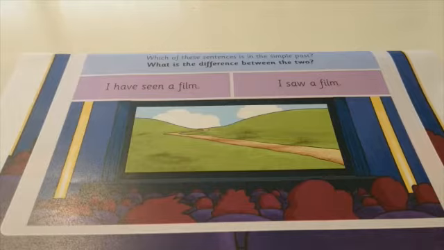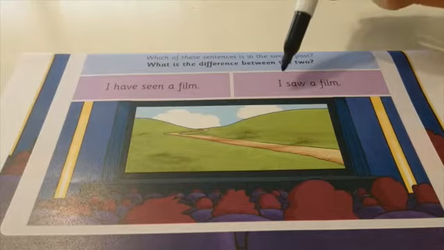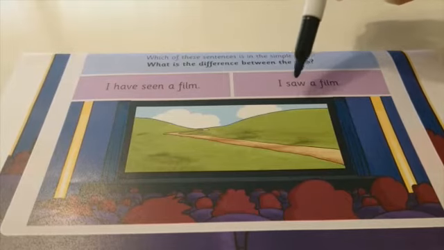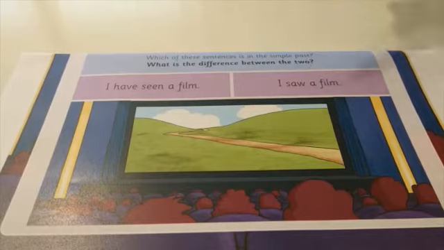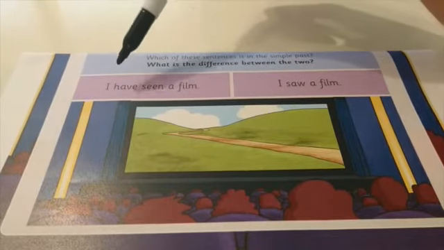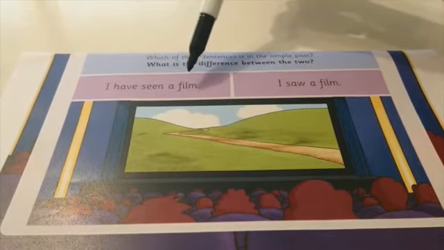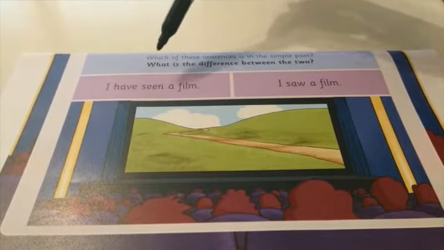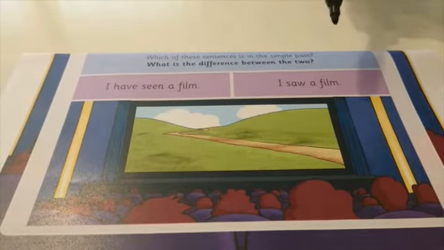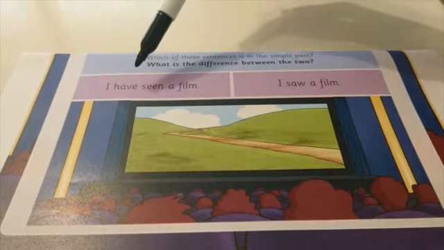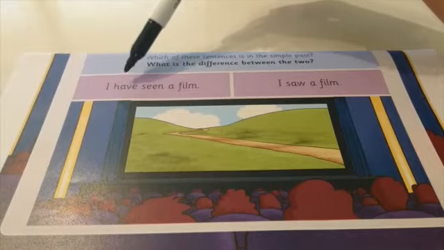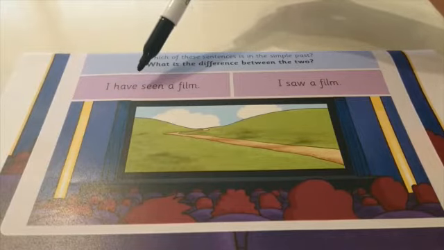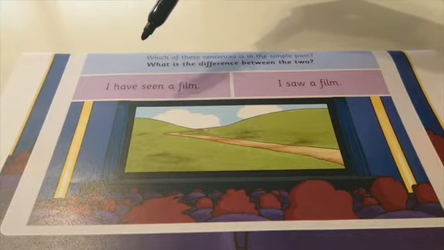Okay, the simple past sentence is this one. I saw a film. We've got a past tense verb, saw. Present perfect, I have seen a film. It starts in the past tense, but it's something that could continue across to where we are now or in the present tense. And the clue with this is that it has have. Have is our clue word to identify present perfect. It would be have or has.